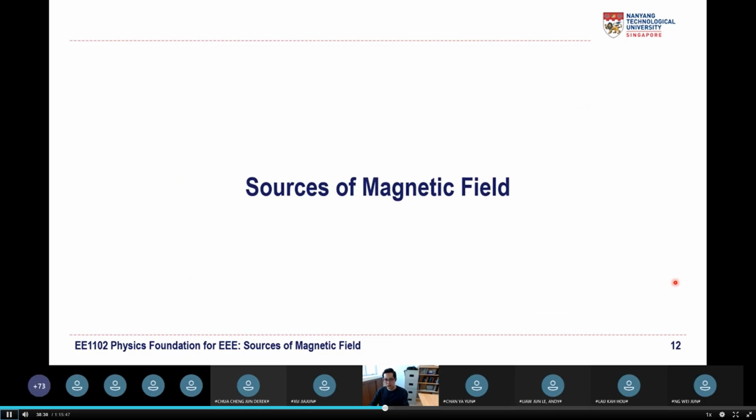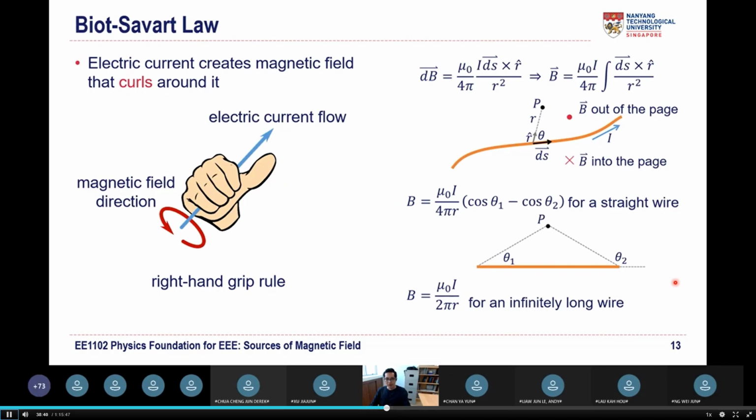So the second part, we're going to talk about the sources of magnetic field. So where does this magnetic field come from? Electric current creates a magnetic field that curls around it. When you have moving charges, they create their own magnetic field. So when the current is flowing in some direction on a straight wire, it creates a magnetic field that curls around it.